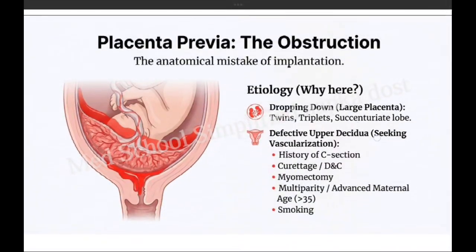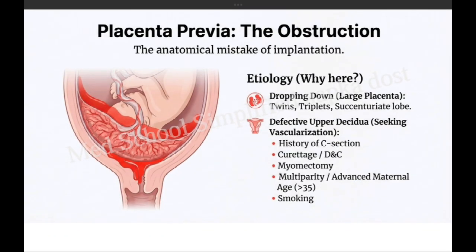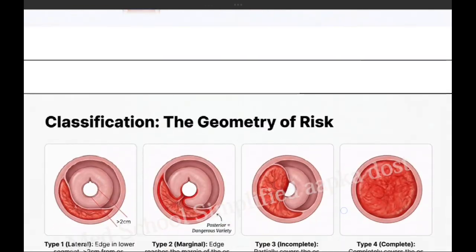In placenta previa, okay, what's the placenta previa? It's the obstruction, the anatomical mistake of implantation. Okay, and now we see etiology. Why here? The dropping down. There is a large placenta. Large placenta is dropping down in twins, in triplets, or in succenturiate lobe, and the other is defective upper decidua. Okay, there is a history of C-section or curettage or dilatation and curettage or a myomectomy, multiparity, advanced maternal age that is more than 35 years, or smoking. These can be the etiology for placenta previa.